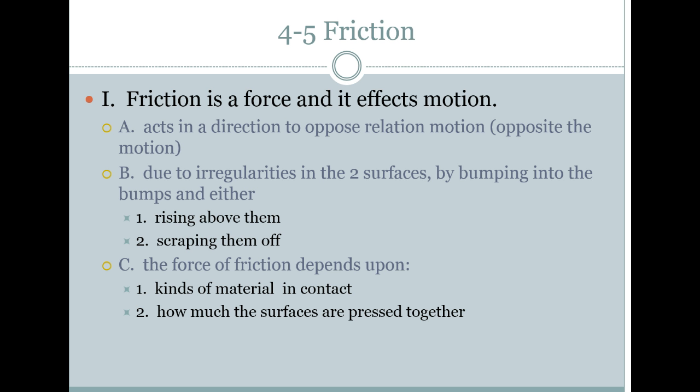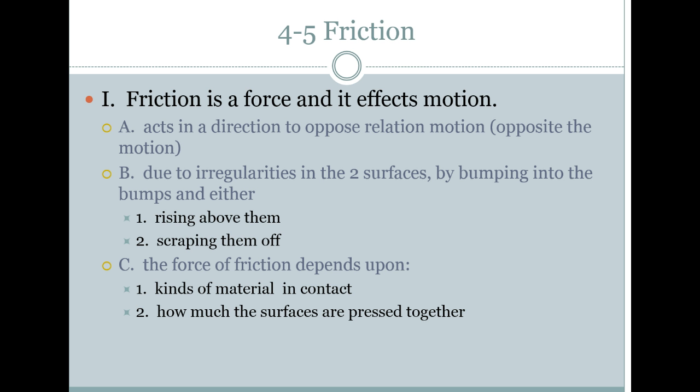Friction is a force like any other force, and it affects motion. Friction acts on materials that are in contact with each other, and it always acts in a direction to oppose relative motion. When two solid objects come into contact, the friction is mainly due to irregularities in the two surfaces. When one object slides against another, it must either rise over the irregular bumps or else scrape them off.